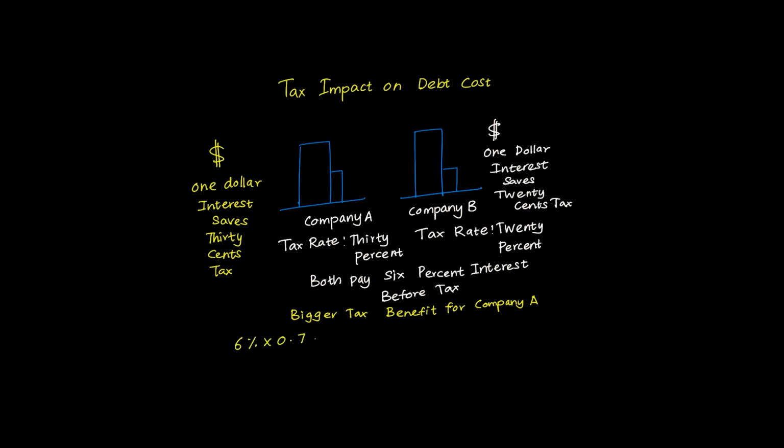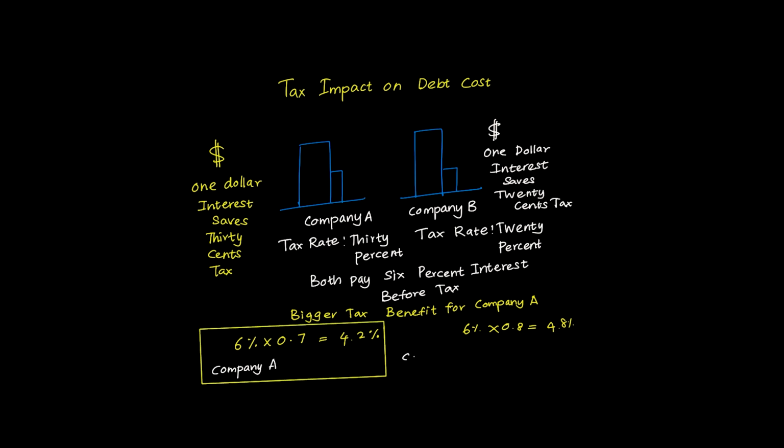So, even though both pay 6% before taxes, Company A's after-tax cost is 6% times 1 minus 0.3, which equals 4.2%. Company B's after-tax cost is 6% times 1 minus 0.2, which equals 4.8%. Higher tax rates create bigger tax shields from interest deductions, resulting in lower after-tax debt costs.